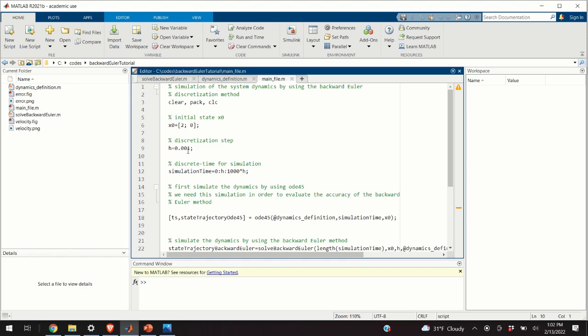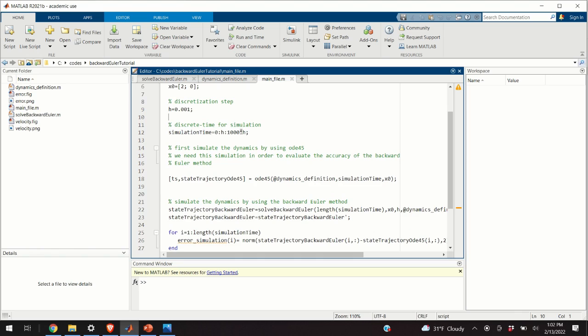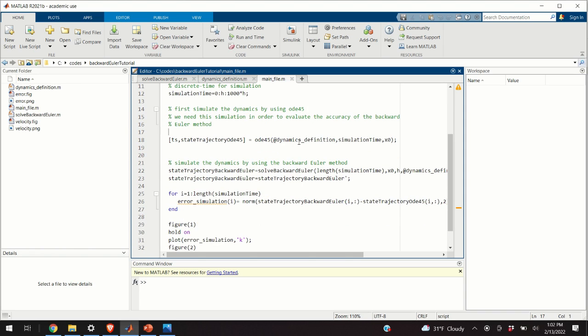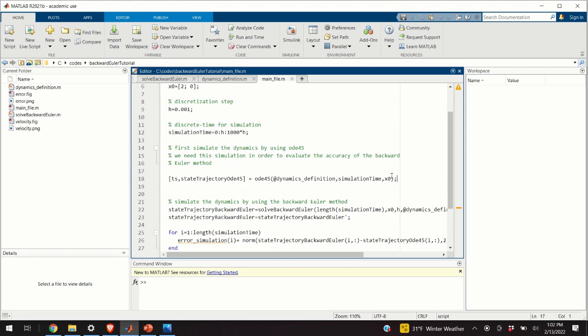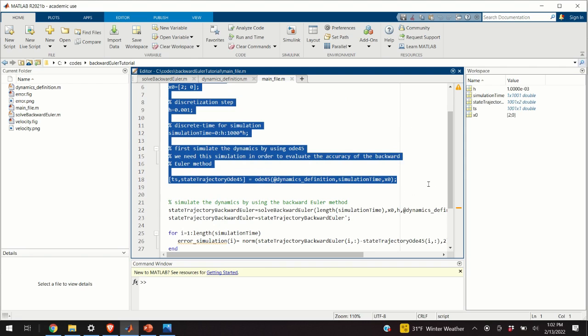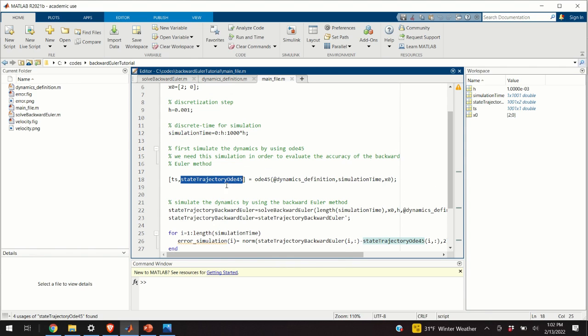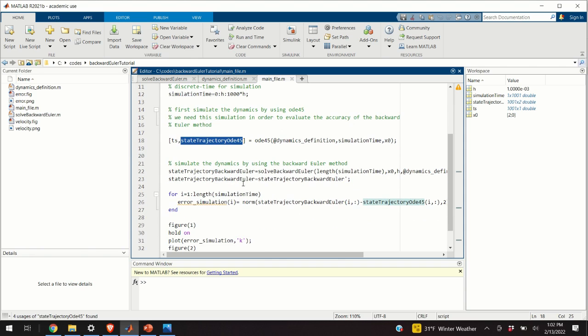Here I specify the discretization step of 0.001, and I define the simulation time. This is my simulation time row vector. And first, I will simulate the dynamics using the ODE45 function. I'm using this in order to compare my results and my implementation with the standard MATLAB implementation for discretizing state space models. So let us execute this. Here's the solution. Here's the state trajectory computed by ODE45.